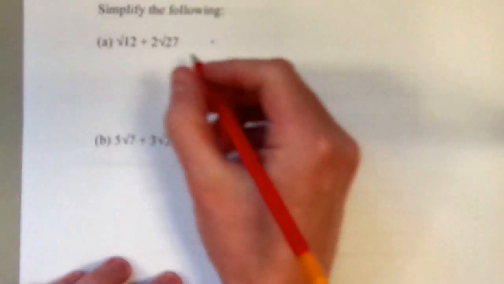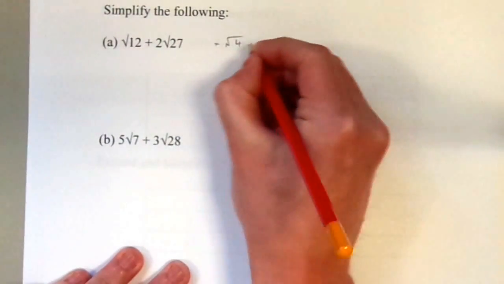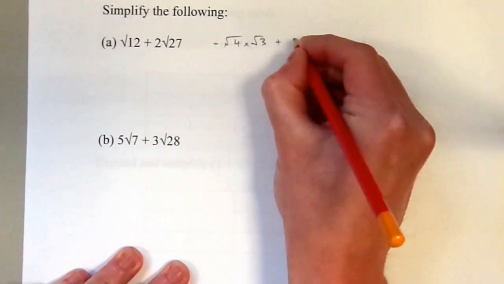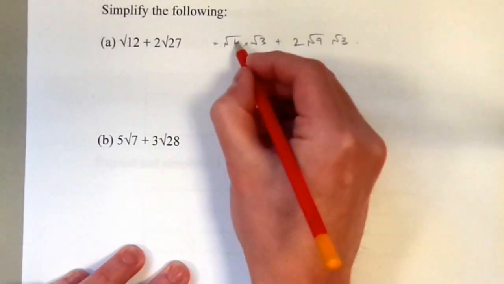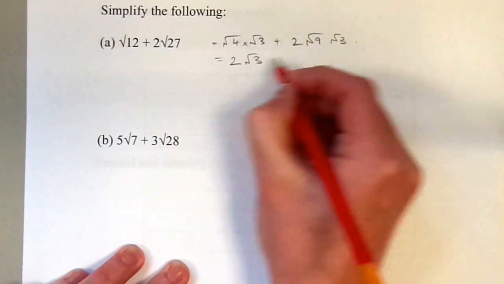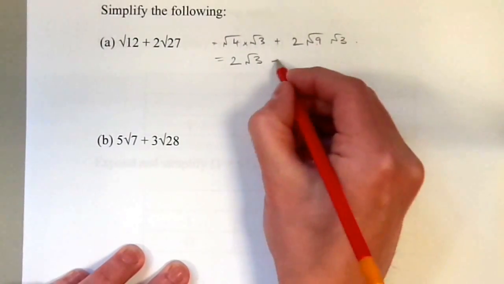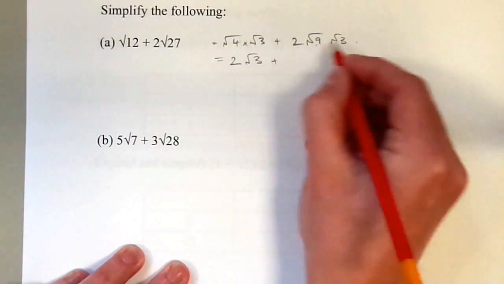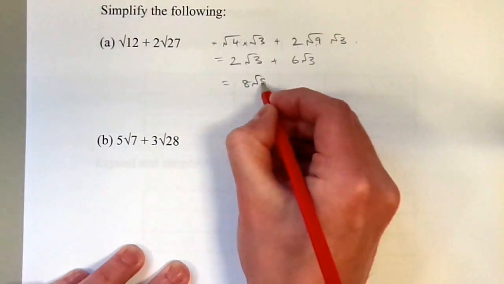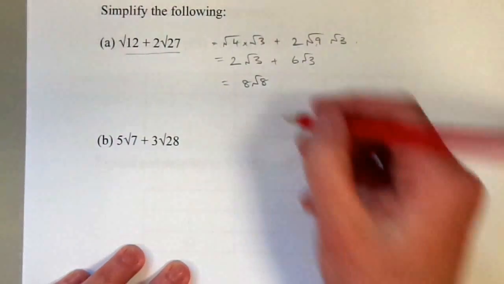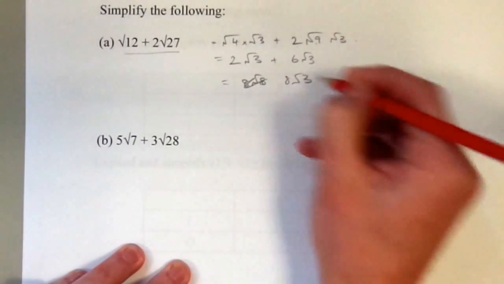Root 12 is the same as root 4 times root 3. And root 27 is the same as root 9 times by root 3. That is 2. That is 3. So we've got 2 times 3 times root 3, which is 6 root 3. That simplifies to 8 root 3.